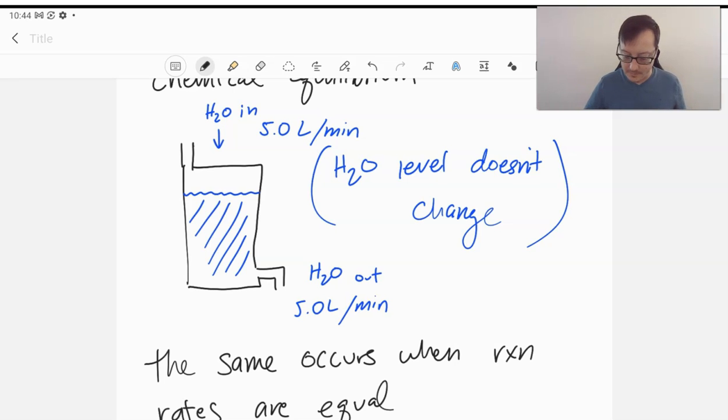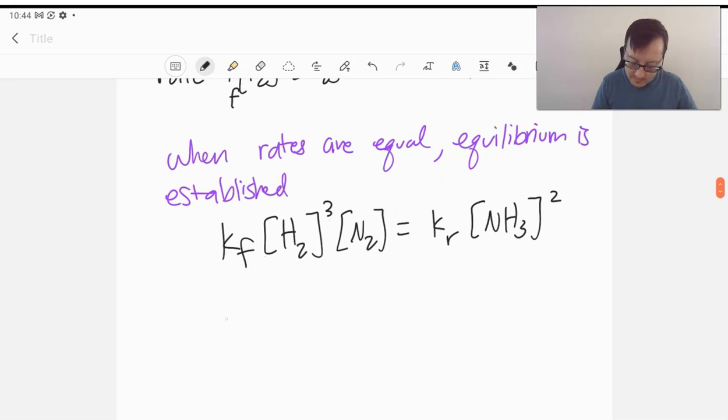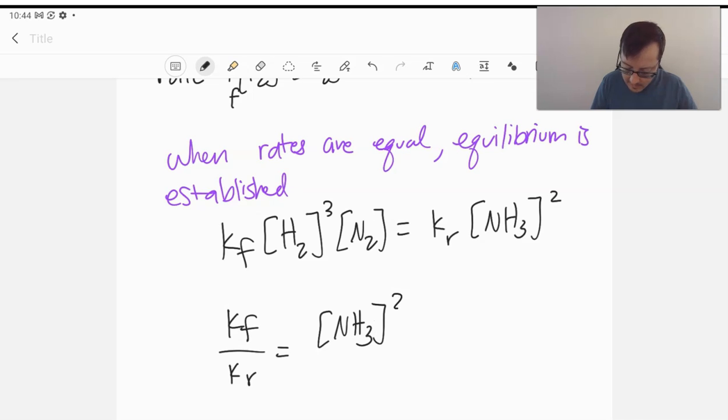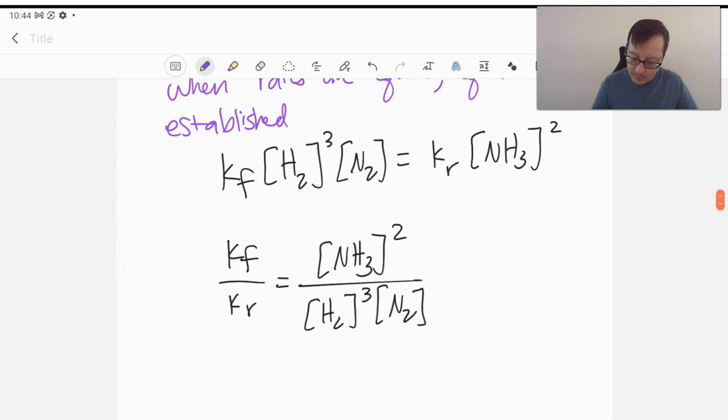That's equilibrium. And so, if those rates are equal to each other, we can set these terms equal to each other. And we can kind of group stuff. We can say, okay, well, if we move our rate constants to one side, and we move everything else to the other side, we can end up with what's called an equilibrium expression. That's this part on the right here.